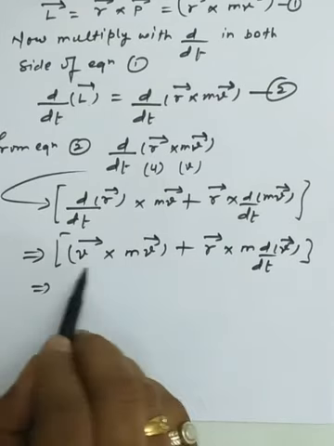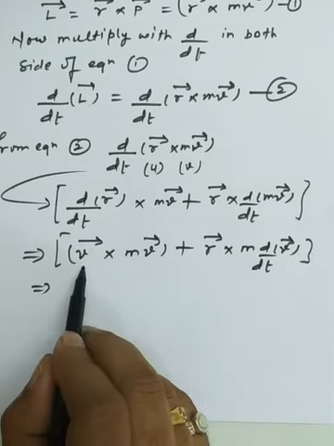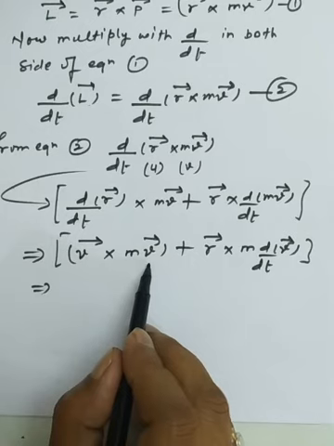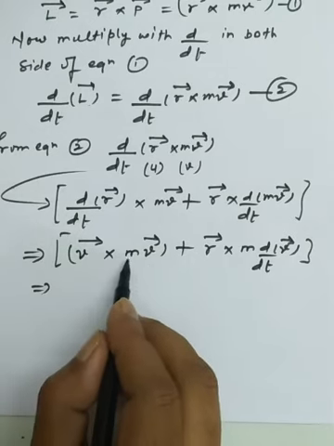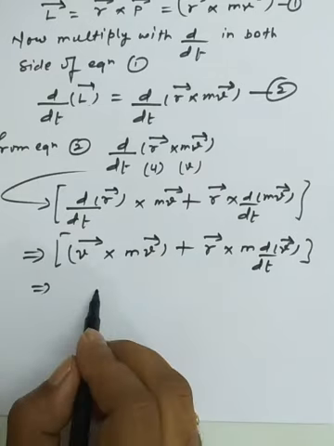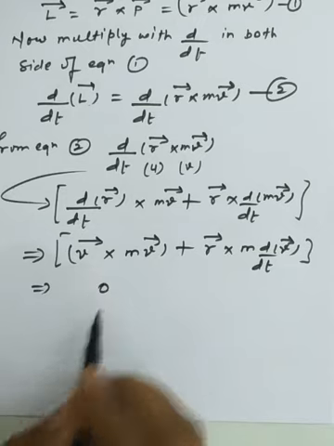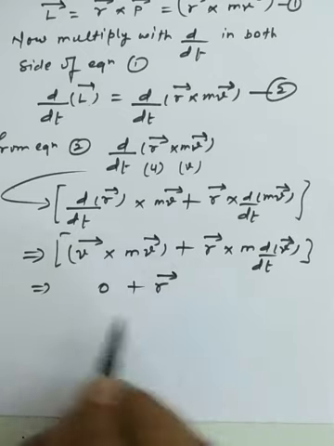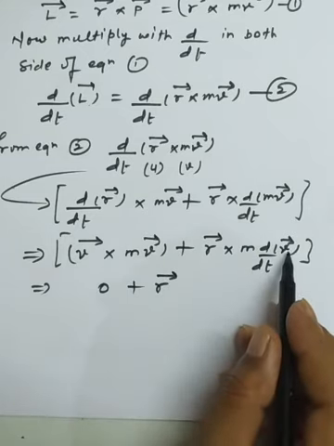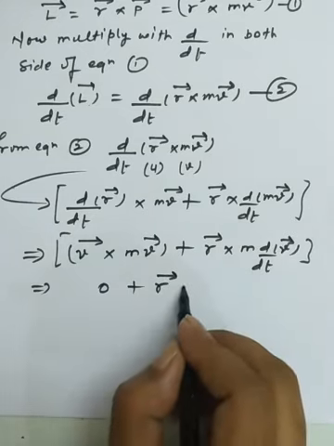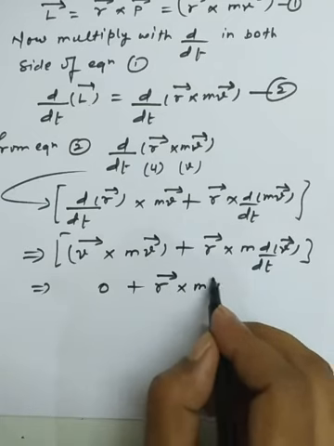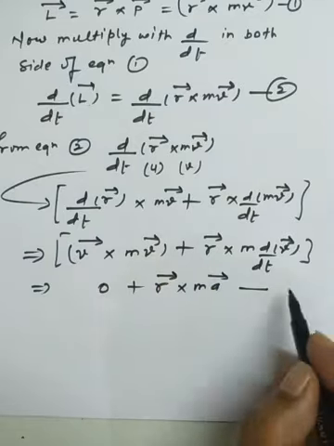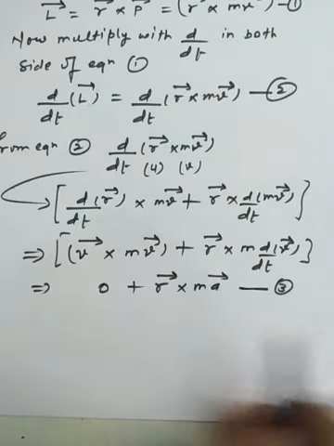Now here you must notice one thing: if two vectors are acting along the same direction, their cross product is 0. So v cross v, both are along the same direction, so theta is 0. So I am assuming this one as 0. Now r vector is there and d by dt of v is the acceleration. So I am getting m a there. Okay, so this is the possible derivative of the right hand side of equation number 2. So this is equation number 3.